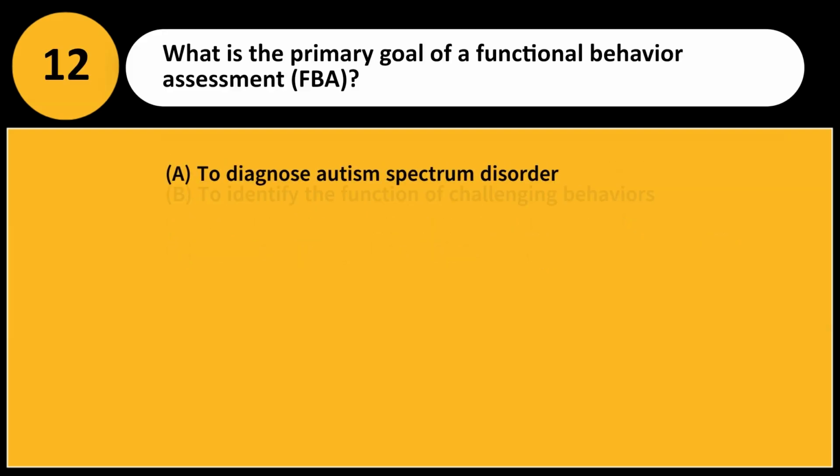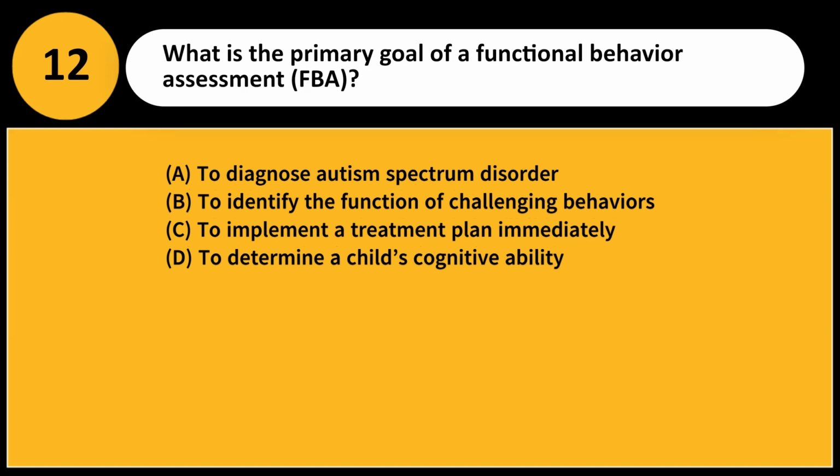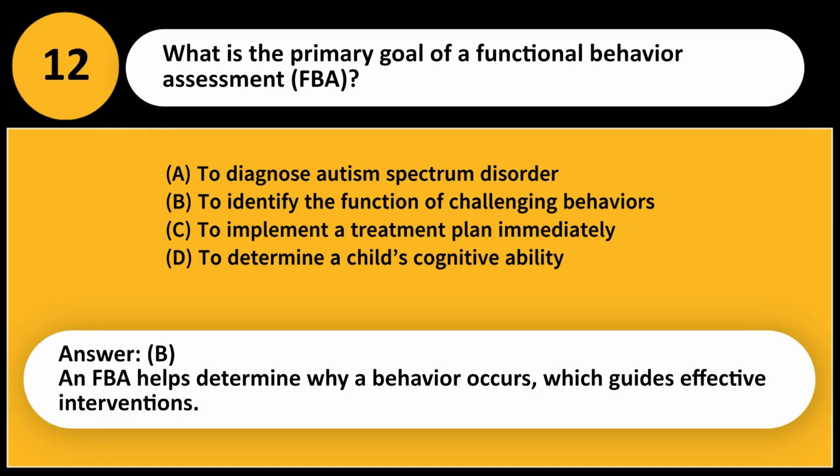What is the primary goal of a functional behavior assessment, FBA? A. To diagnose autism spectrum disorder. B. To identify the function of challenging behaviors. C. To implement a treatment plan immediately. D. To determine a child's cognitive ability. Answer: B. An FBA helps determine why a behavior occurs, which guides effective interventions.